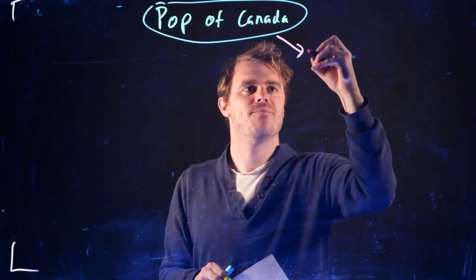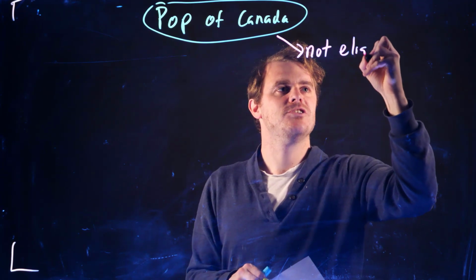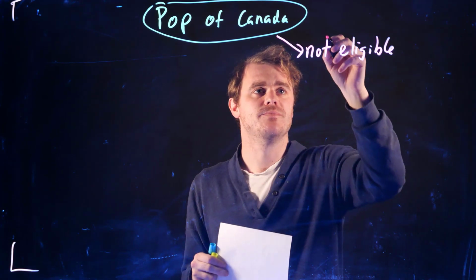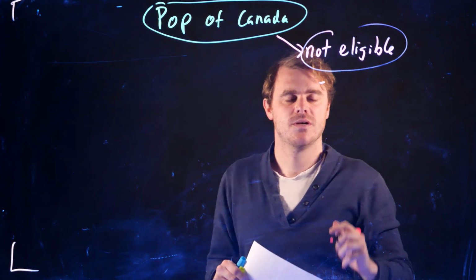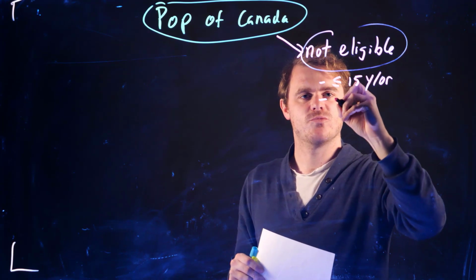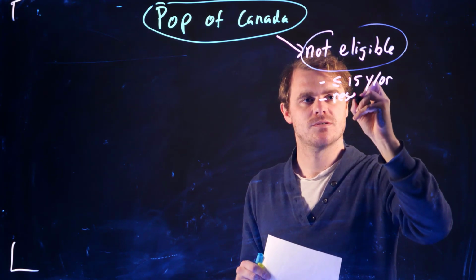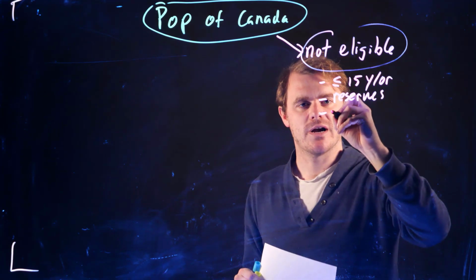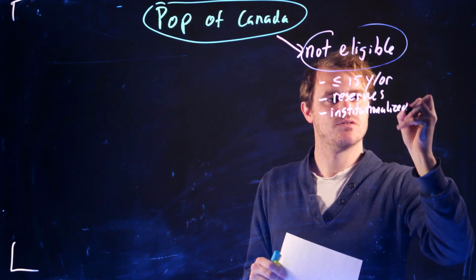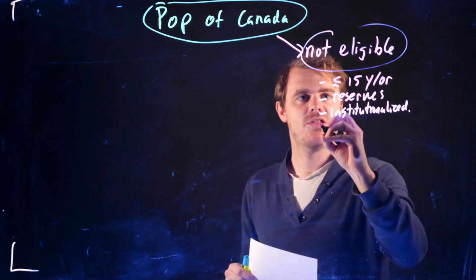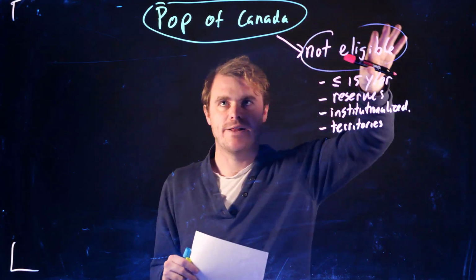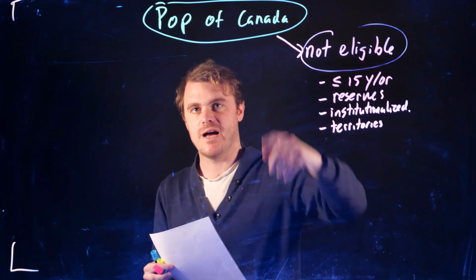So over here, let's say we have people who are not eligible to be in the labor force. So this would be those people who are less than 15 years old, people who live on reserves, people who are institutionalized, and those who live in territories. These are all part of those not eligible to be in the labor force, right?